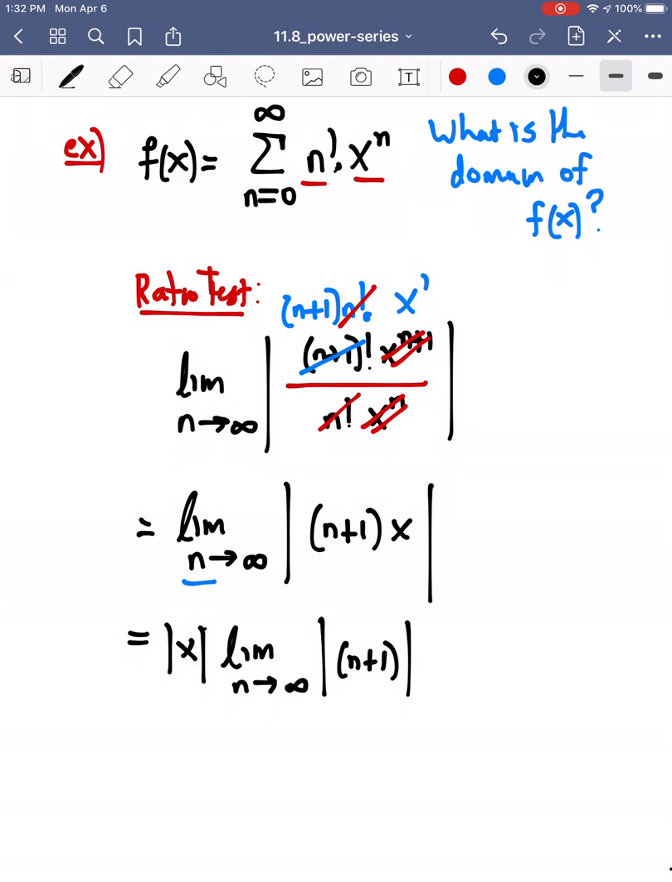And again, if ratio test is to converge, we need this to be less than 1. And welp, this thing is surely going off to infinity. So how could we have this product of absolute value of x times this limit being less than 1? Well, the only way that happens is if x is identically 0. Again, not approaching 0. If x is just identically 0, well, then this left-hand side just equals 0.